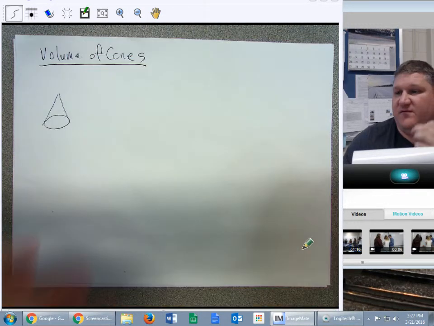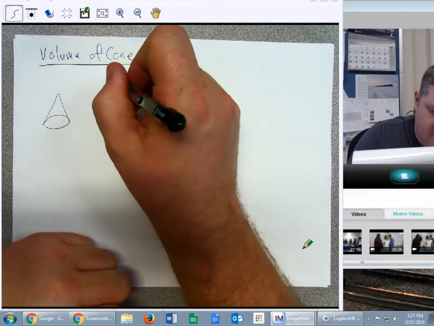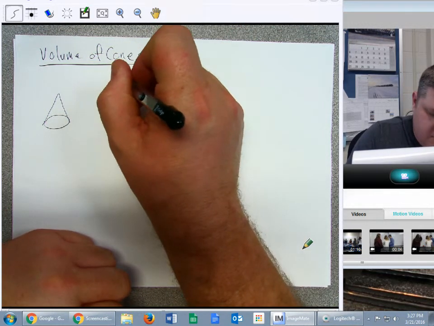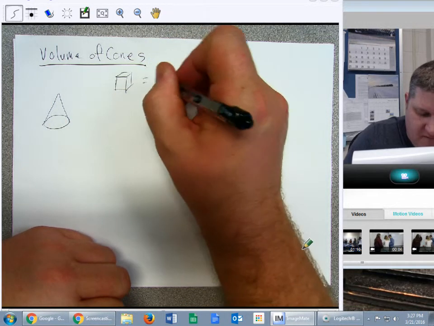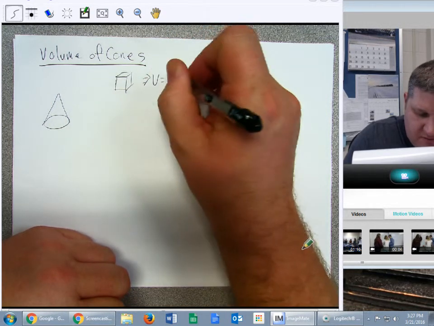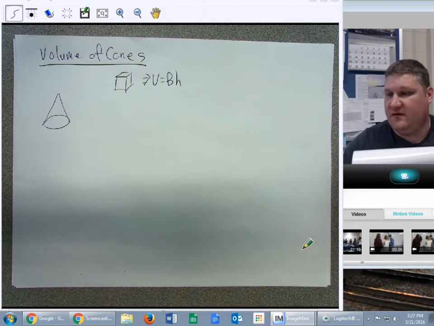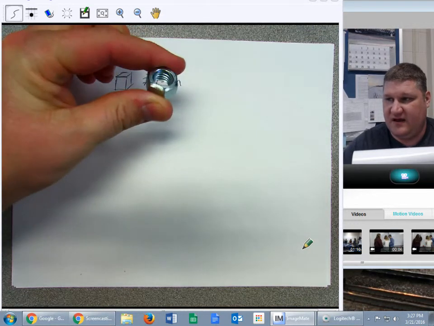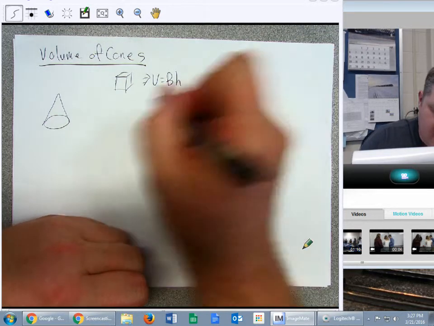Now, if I'm looking for the volume of that cone, I'm going to use this formula, similar to a pyramid. Now, for a prism, we remember that volume equals big base times height, whatever the base of that is, whether the base is a rectangle, whether the base is a hexagon, doesn't make a difference. Volume equals base times height.